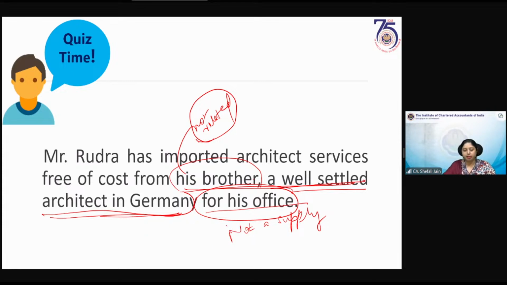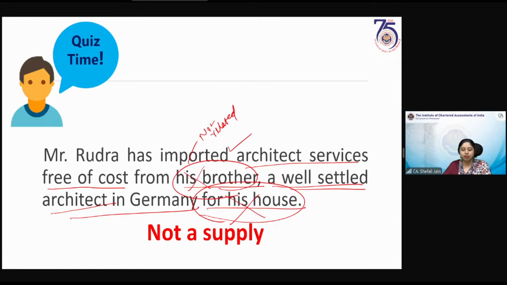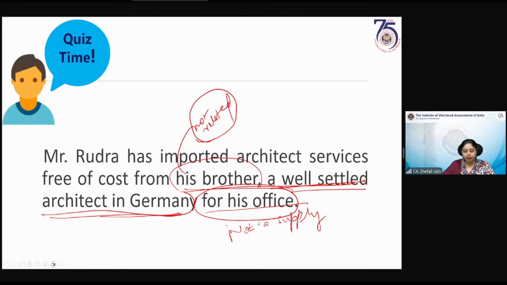If you see the previous question, his brother, a well settled architect in Germany, was taking services for his house. So both the conditions were not satisfied. It is not related, and the business test was also not satisfied. But here, though the first condition is satisfied, that he is taking it in course of furtherance of business, still the brother is not a related person, and that is why para 4 cannot be attracted.